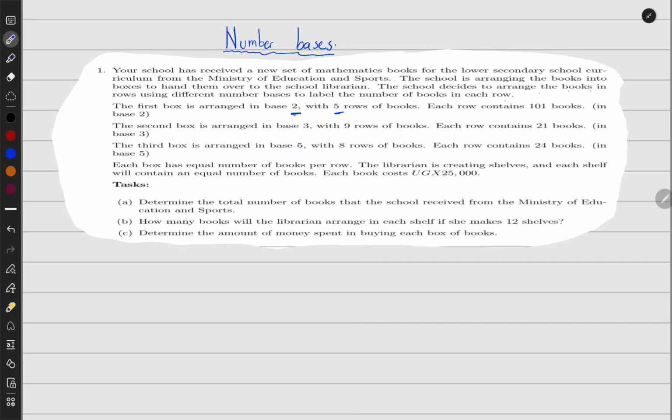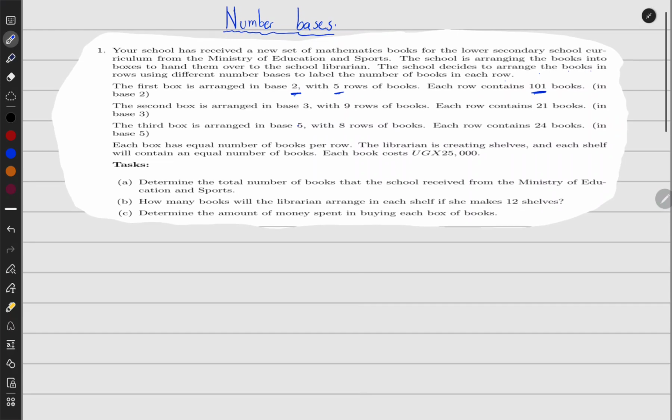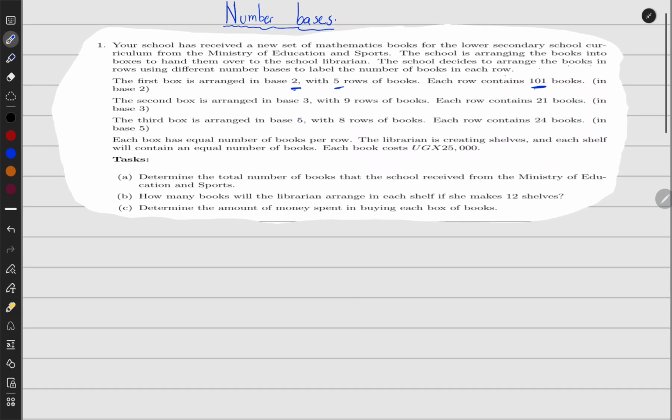So the first box has 5 rows, and each row has 101 books in base 2. So meaning we can compute the number of books in each row. We convert to our normal base, because the counting base is base 10, or the decimal base. So I have to convert this to base 10.